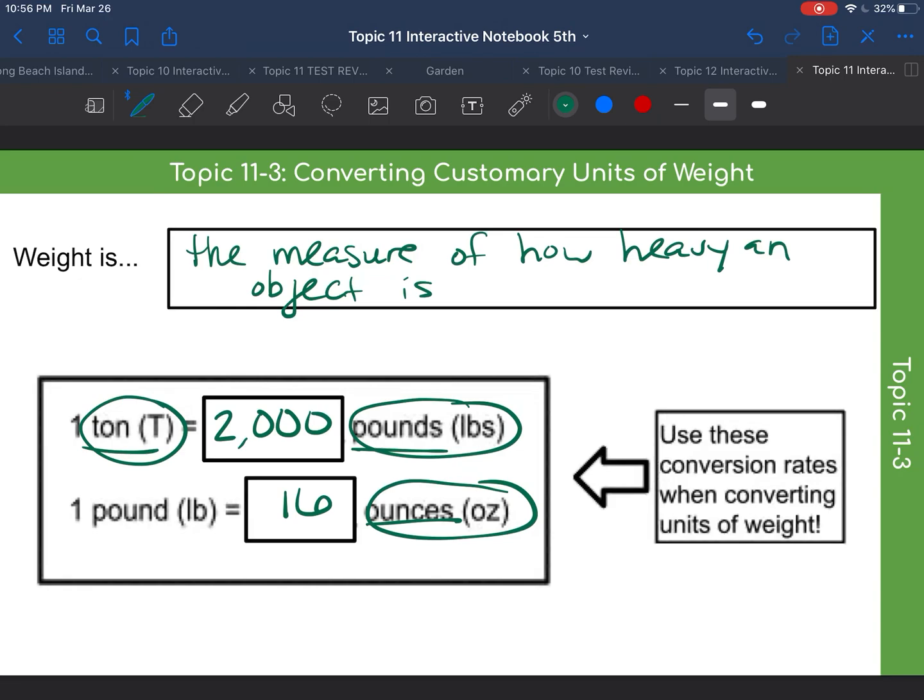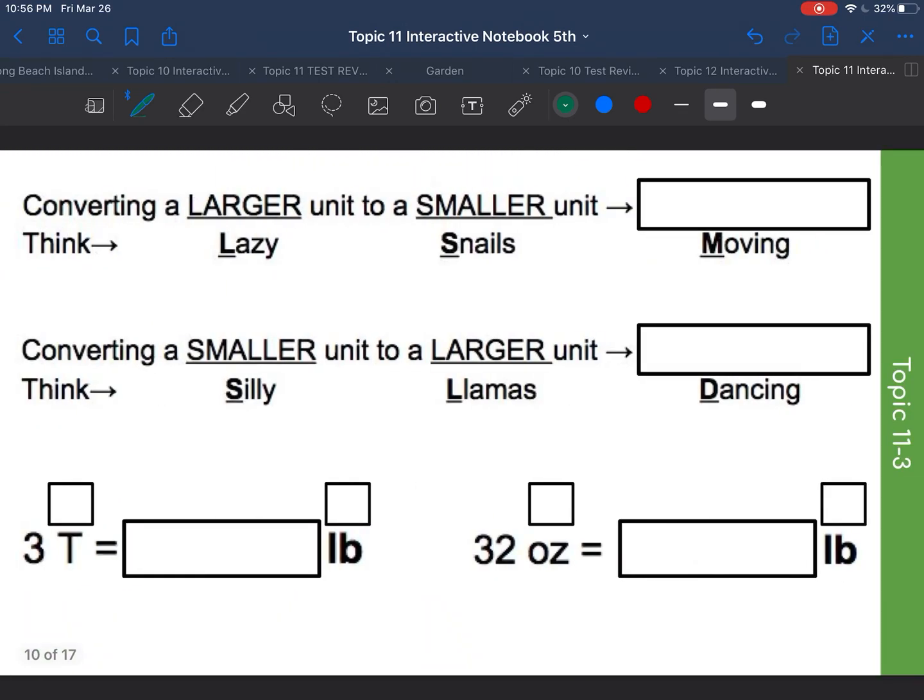You're going to need to know these 2 conversions to help you with the following problems. So let's look at these problems. Again, we're going to use a mnemonic device. Converting a larger to a smaller, it would be multiply, lazy snails moving. Hopefully by now you're getting the hang of this. Converting a smaller to a larger, it would be divide, silly llamas dancing.